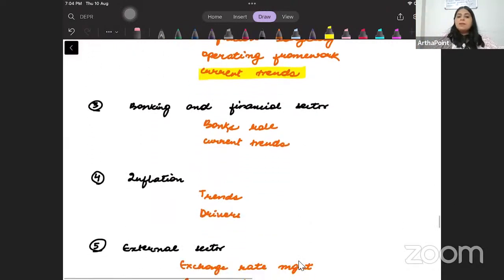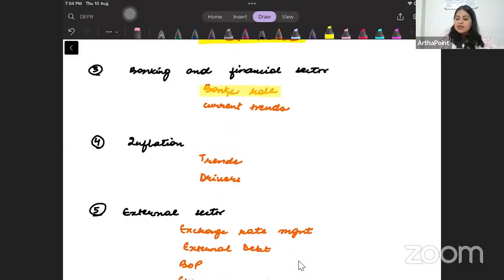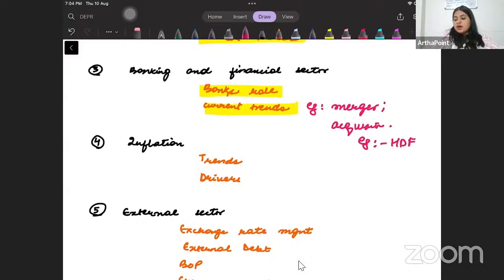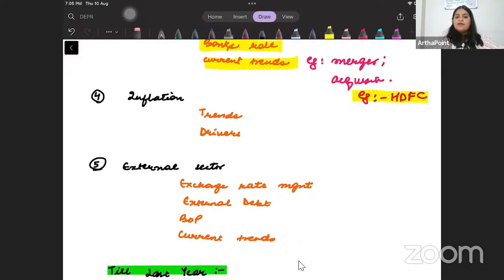Clear? Next आता है banking and financial sector. So role of banks and the current trends. You should be also aware of any merger or acquisition that has taken place. So think about HDFC. I'm just giving you an example. So you must be aware about all of this also. फिर inflation में trends and drivers, whether inflation is increasing or decreasing. So what causes inflation in the economy? What are the reasons of inflation? And what has been the trend of inflation? कितने % पे inflation रही है? That should be well aware of it.